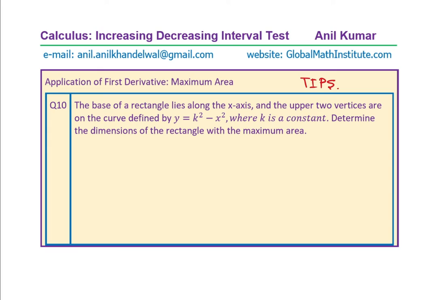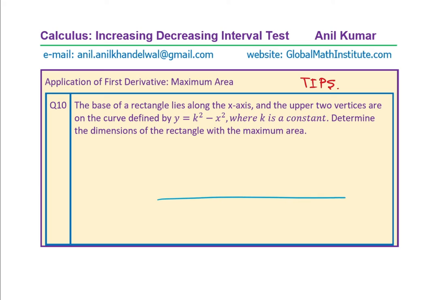Now here is another. Now these last four questions are very tricky. They're application-based questions. In case you want more than 90% marks, it's kind of a must to try them out and master similar questions. So the question here is, the base of a rectangle lies along the x-axis and the upper two vertices are on the curve defined by y equals k squared minus x squared, where k is a constant. Determine the dimensions of the rectangle with the maximum area. So you need to sketch this and then figure this out.